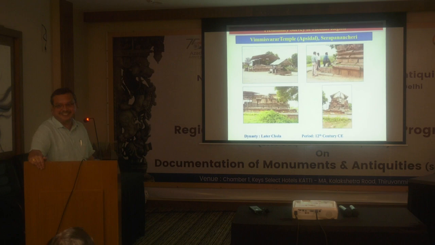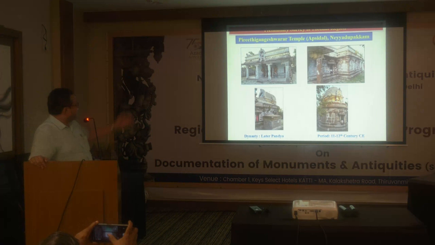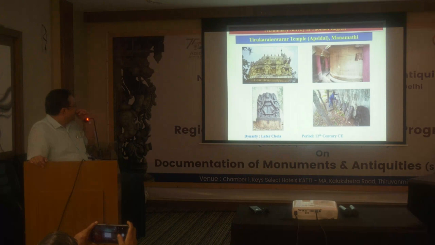Veeraraghavan's house. This is entirely destroyed. The temple's available portion is the only portion remaining. This belongs to Chola temples. Next. This is Nayadu Pakam. Nayadu Pakam temple, another upside-down character. Next. This is Manamadi.